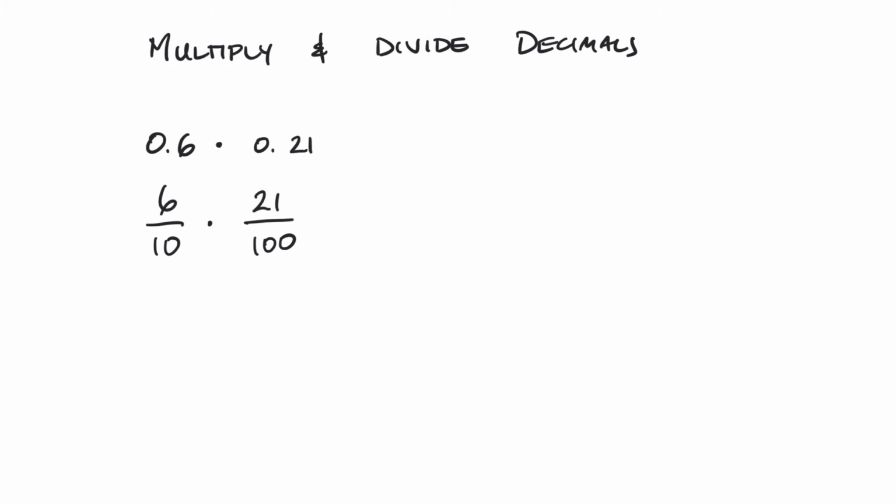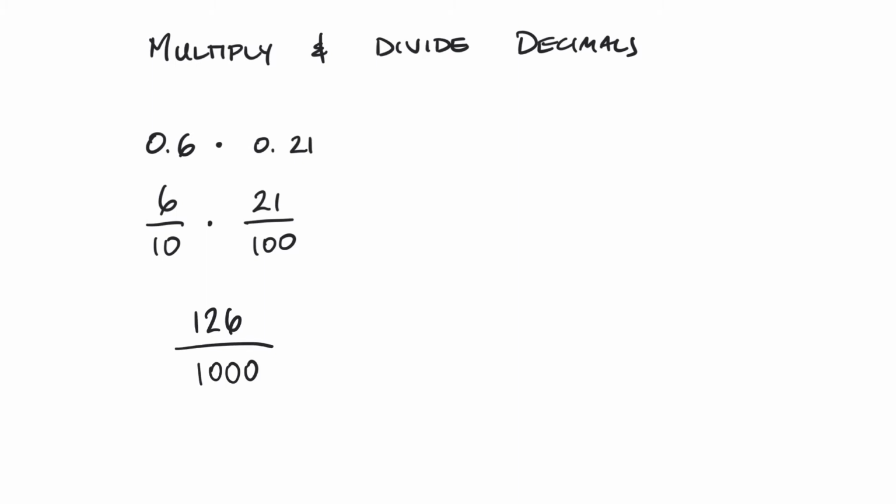You can cross cancel like we have done. You can just multiply straight across as we have done, and then simplify. Either way is totally fine. I'm actually going to just multiply straight across here because both of my denominators are multiples of 10, and I'll show you why in a second, why I'm not going to simplify or cross cancel. So I multiply my numerators straight across. So 6 times 21, that's going to be 126, and then 10 times 100, that's 1,000.